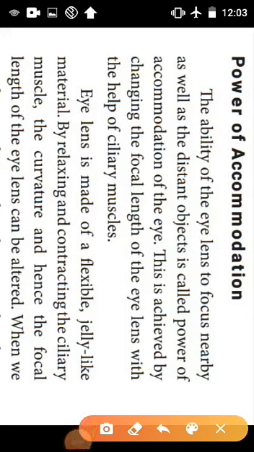Now we are going to learn about power of accommodation. What is accommodation? Accommodation means place. For example, if some object is placed near to the eye, or if some object is placed distant to the eye, we can get the image from the object. So accommodation means place.